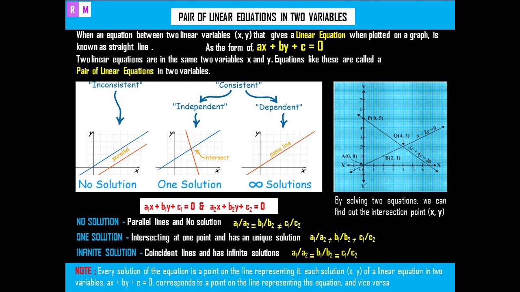If a1 by a2 is not equal to b1 by b2, then the given equations intersect at a single point and it has only one, unique solution. And when a1 by a2 equals b1 by b2 equals c1 by c2, then it represents coincident lines and infinite solutions. Please read the note given below.